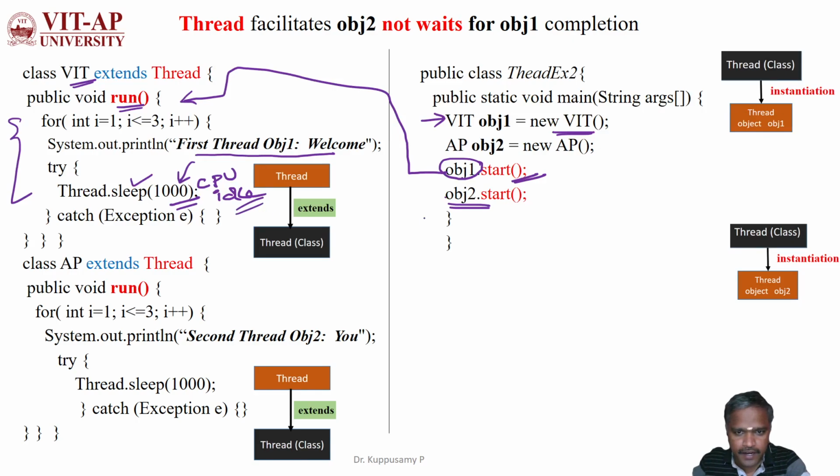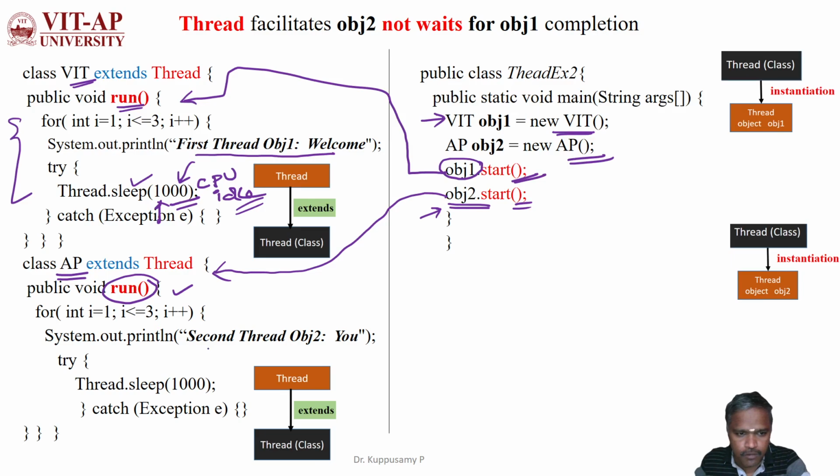Because the CPU is idle now, that CPU will be allocated to another thread, obj2, which is calling the start method belonging to the class AP. AP has its own run method, so this run method will execute. In this 1000 milliseconds, the CPU will be allocated to obj2.